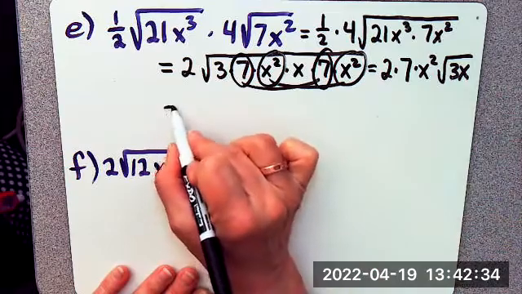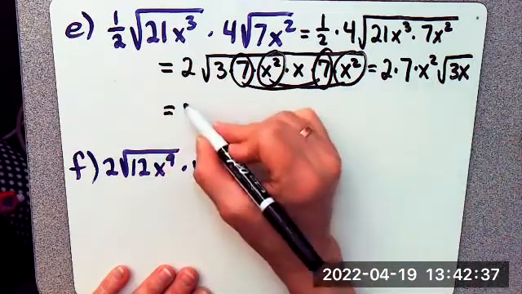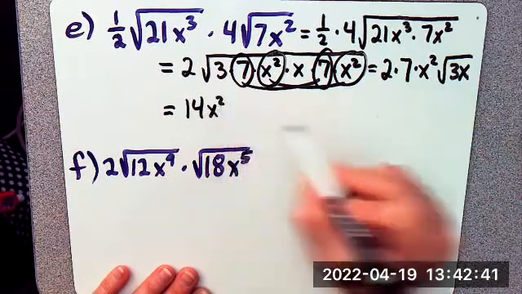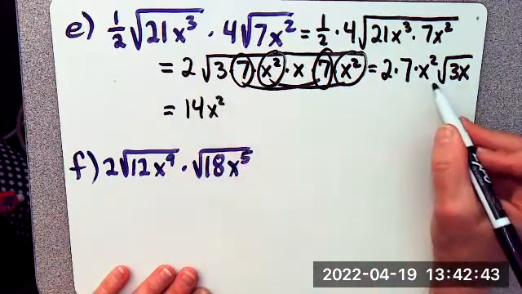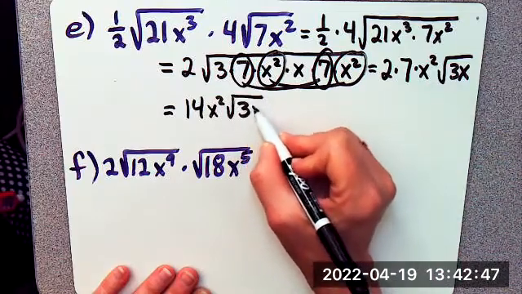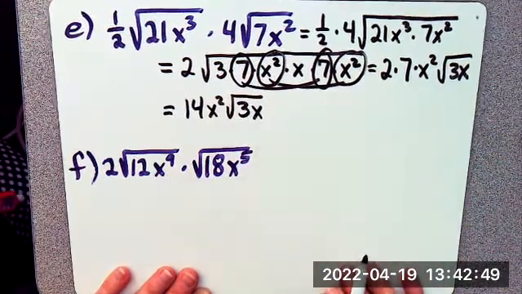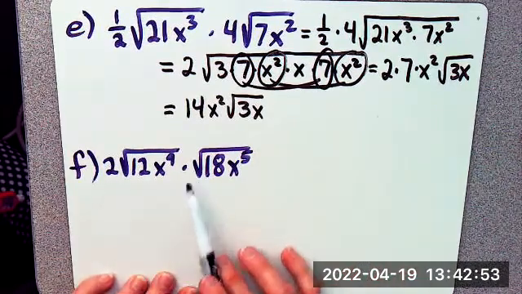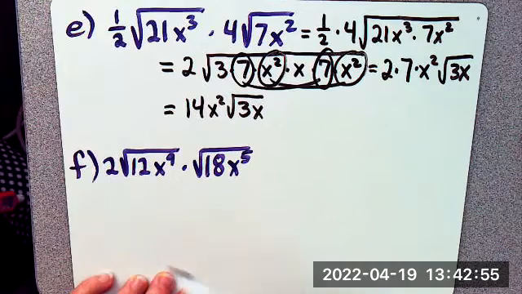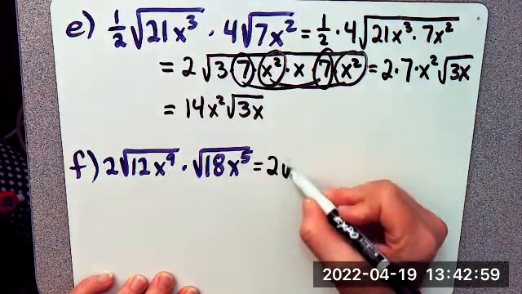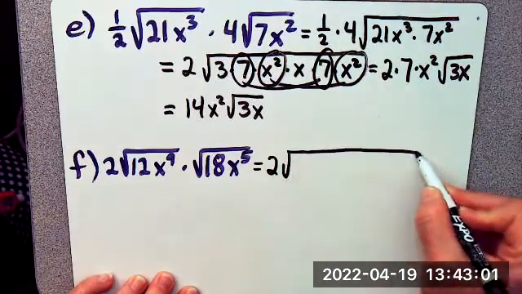So our final answer then will be 2 times 7 is 14, x squared on the outside of the square root house. And then inside the square root house, we have 3x. This does not have any coefficients to combine, so this 2 will just be out there. So let's go ahead and put it all into the square root house together.